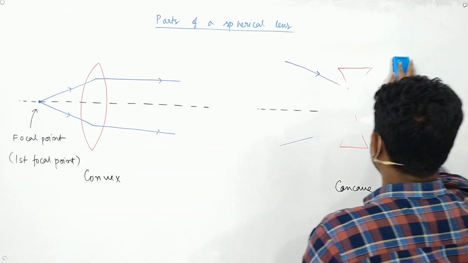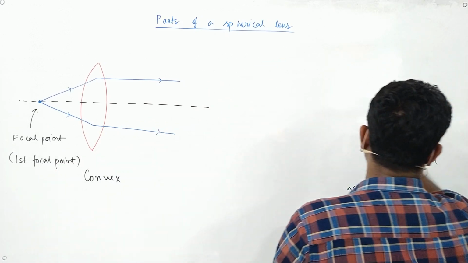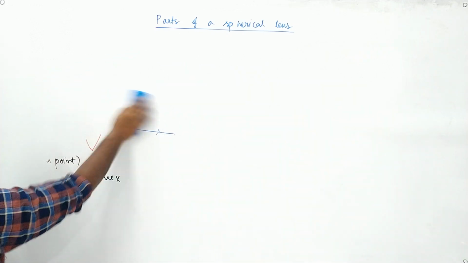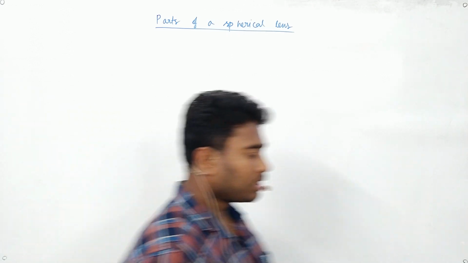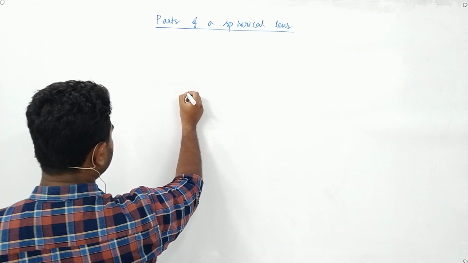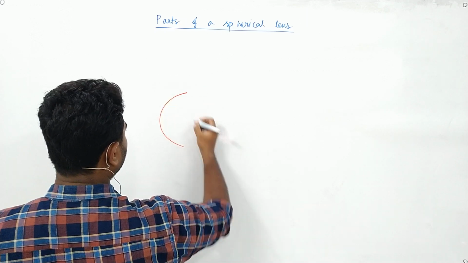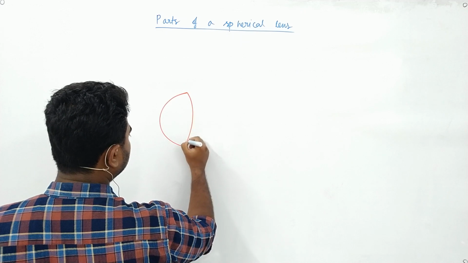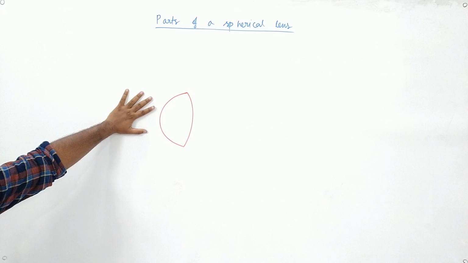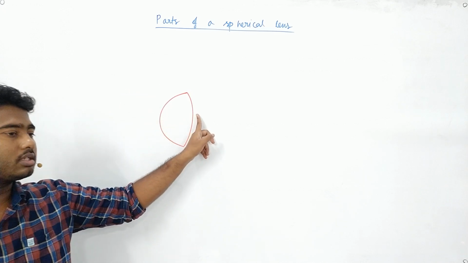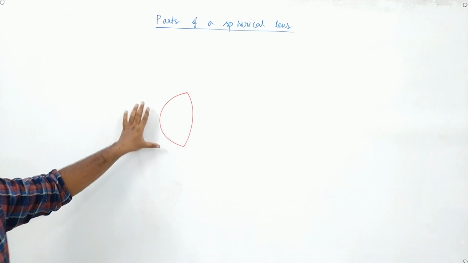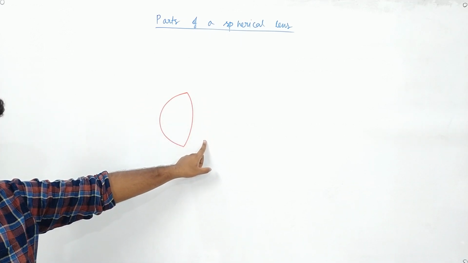Now, let us get into a bit more concept. Suppose I am making a convex lens. Suppose this is one side and this is the other side. Can you understand that one side of this lens is more curved than the other side of the lens?